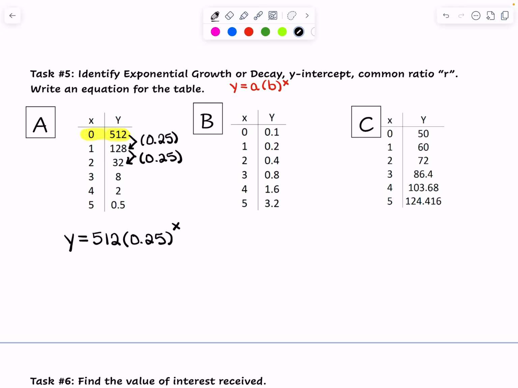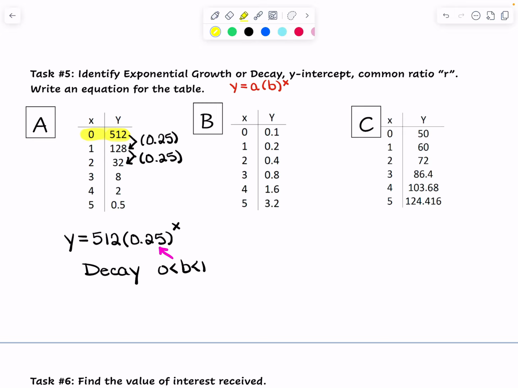Now, is this one a growth or decay? So when we're looking at the y values, notice that it goes from 512 to 128 to 32. So those are decreasing. When those are decreasing, this is exponential decay. When it's exponential decay, b is between 0 and 1. So make sure that your b value is between 0 and 1. All right, so let's look at this next one.